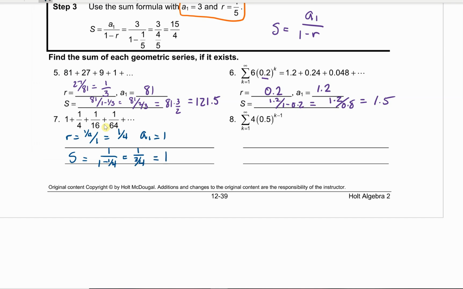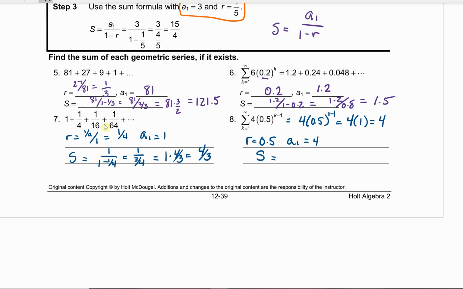Flip it and multiply, it's going to be 1 times 4/3, which is 4/3. That's it. This one here, r is 0.5. My first term will be 4 times 0.5 to the 1 minus 1, which is 0. So my first term is basically going to be 4, because anything to the 0 power is 1. So it's 4. So A1 is going to be 4.